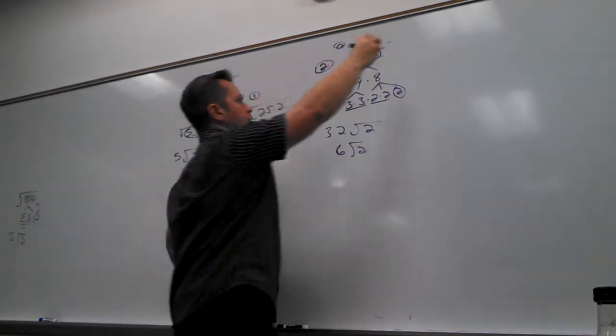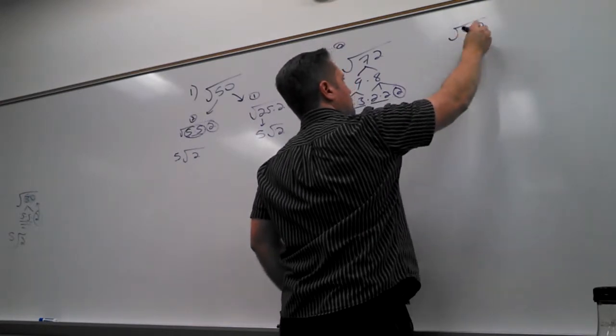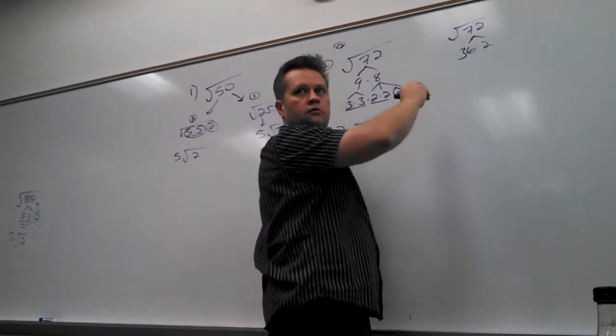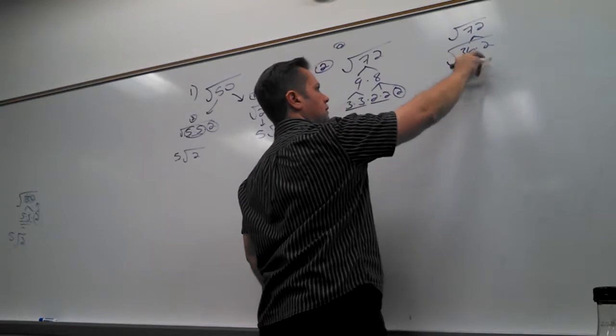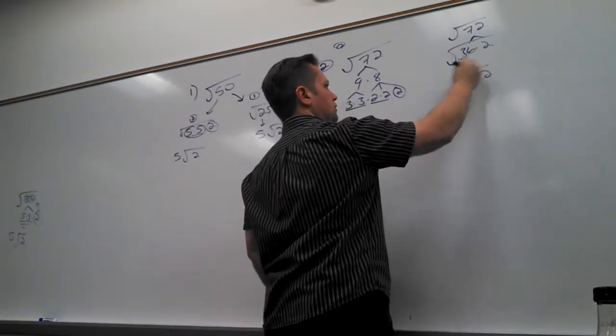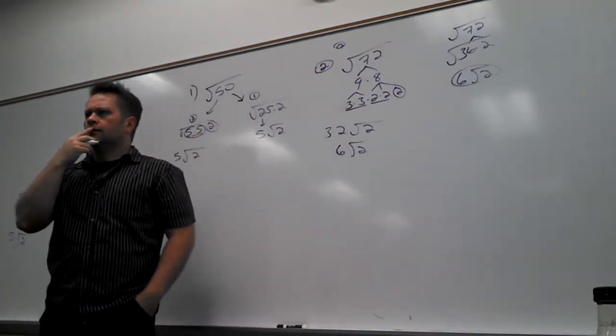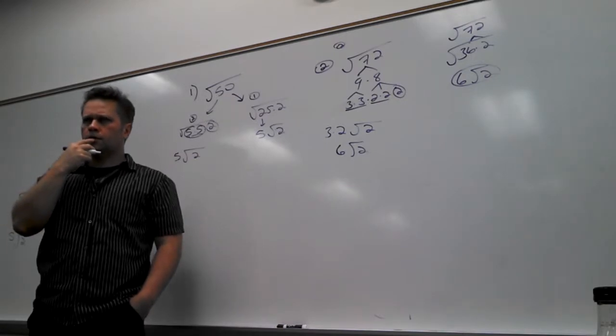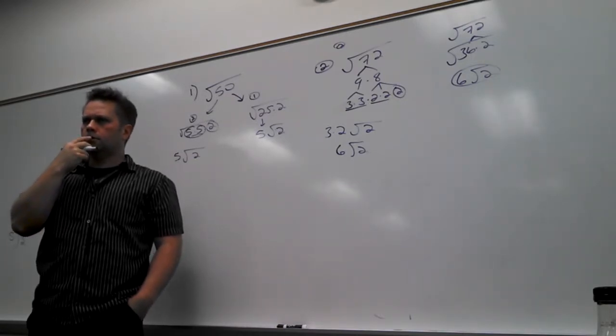If I do it the other way, this is 36 times 2. Square root of 36 is 6. Square root of 2 is, I don't know. Okay, good.